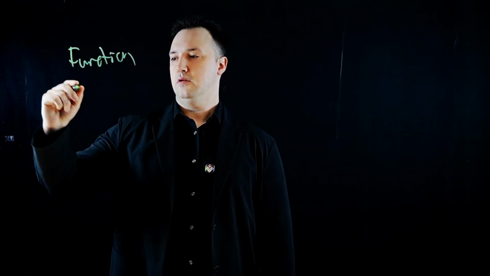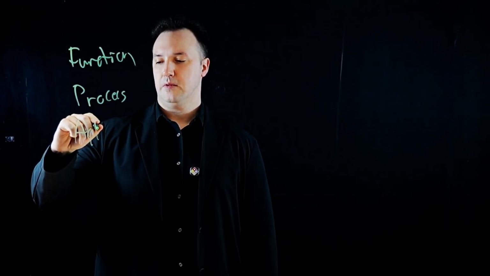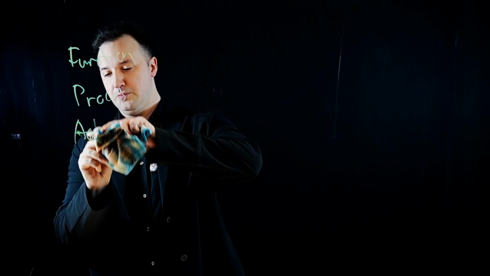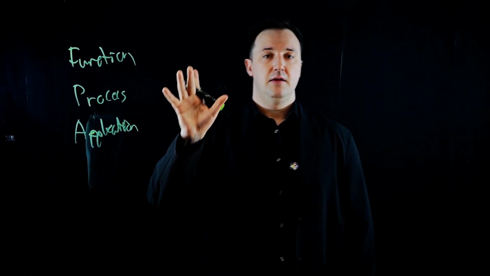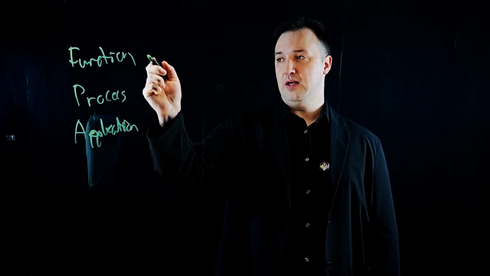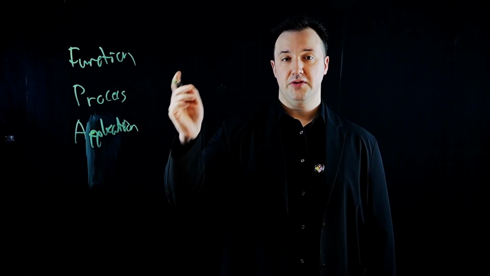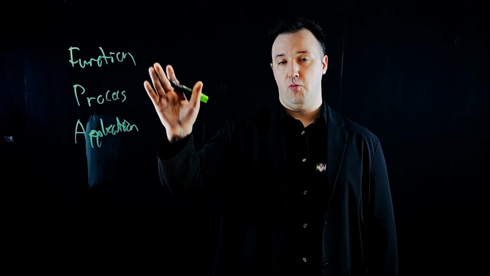So anyways, Advanced BIA, general idea. You've got your function, process, and application. When you're doing the Advanced BIA, you're doing more than one of these. With the standard BIA and your normal scope for a regular one, you're doing one of these levels.